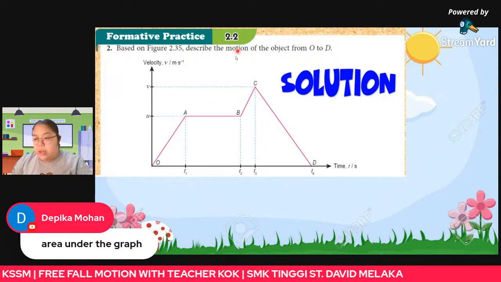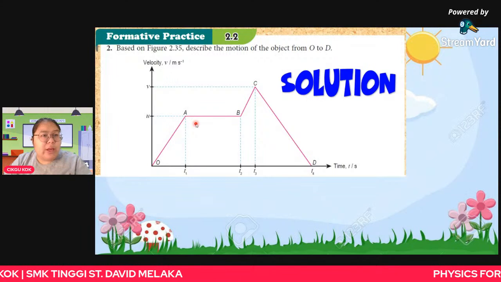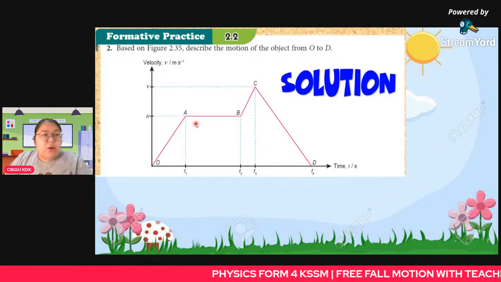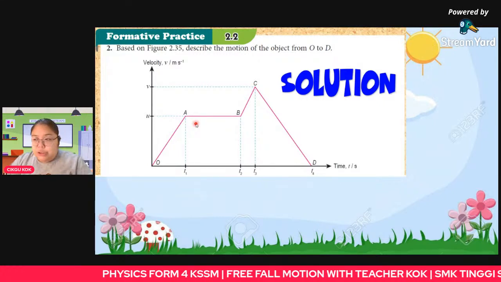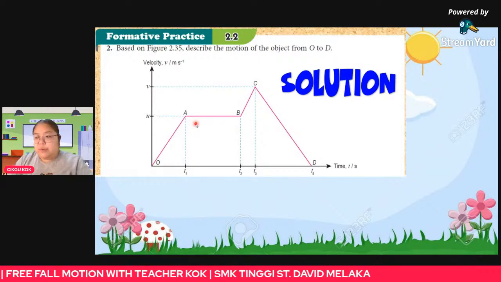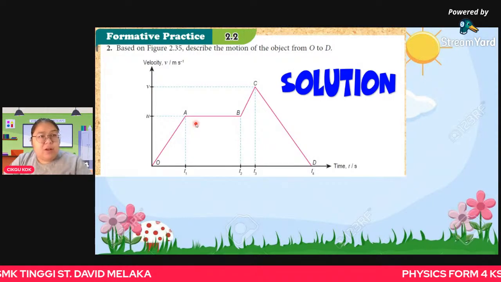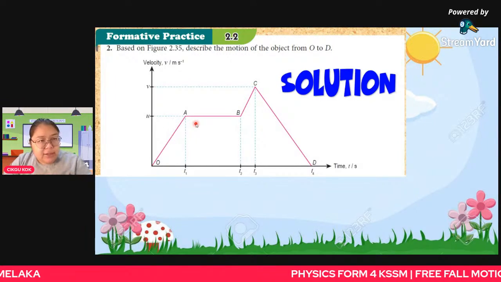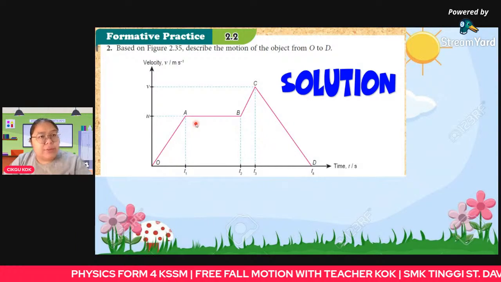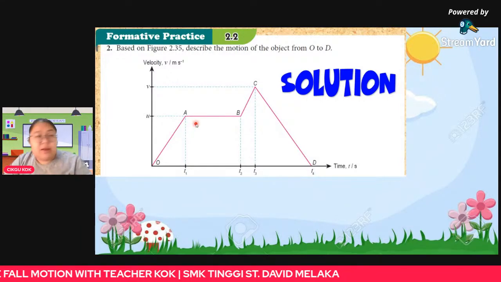Okay, now OA. What is the motion for OA? Anybody can answer? Okay, anybody can give me velocity increases. Yes, correct. You can say velocity increases. If I still want to answer by acceleration, how to answer it? Yes, acceleration constant. Okay, perfect answer.